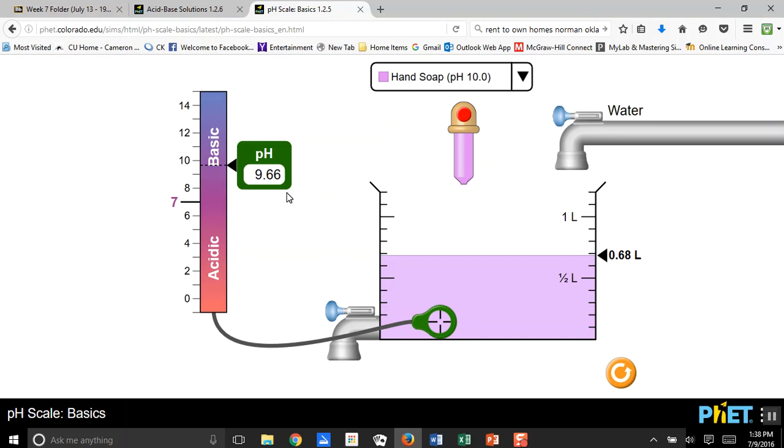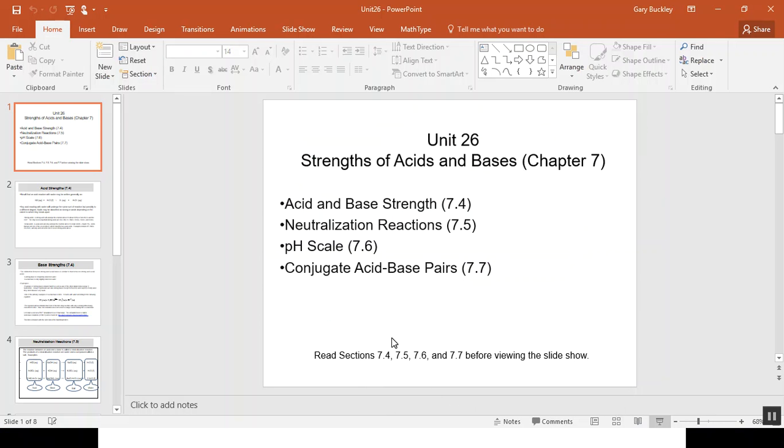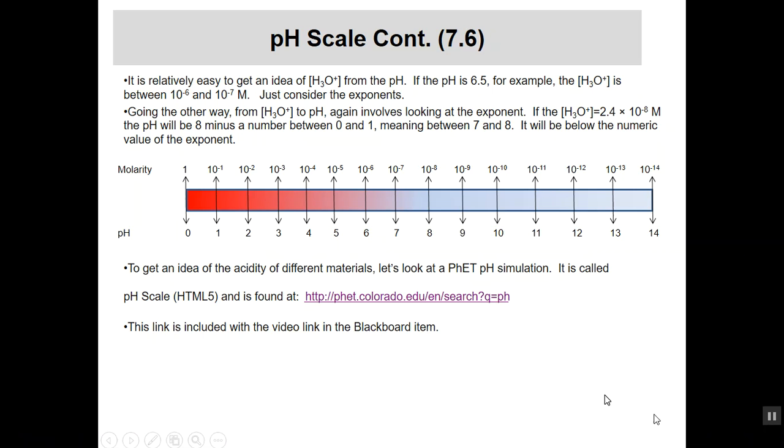The pH of 7 is neutral. I think I failed to mention that earlier. A pH of 7 is neutral. Less than 7 is acidic, and greater than 7 is going to be basic. Okay, so that's not the one I wanted. I want this one here, right there.